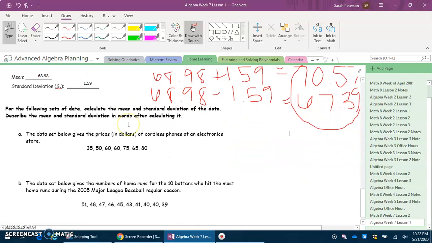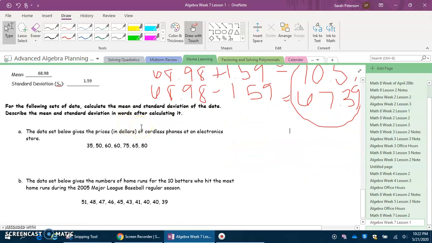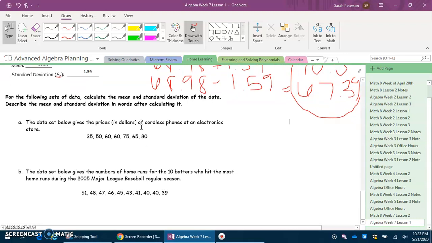In this next example, it says, for the following sets of data, calculate the mean and standard deviation, and then describe the mean and the standard deviation after calculating it. I'm just going to do one example in this video, and then I'll run through two examples. If you don't need another example, you can stop the video and start the practice. If you want a couple more, just look at this.